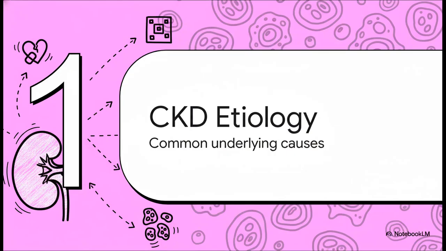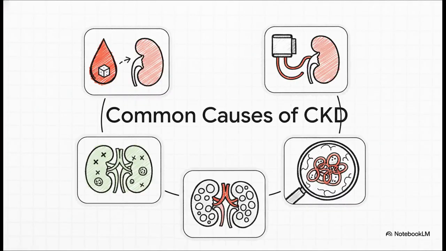Okay, let's start with etiology. Understanding the common underlying causes is really the first step in both identifying and managing chronic kidney disease. This slide summarizes the main culprits. Now, diabetic nephropathy and hypertension, they're the big ones by far, accounting for the vast majority of cases you're going to see in primary care. But we also have to consider inflammatory conditions like chronic glomerulonephritis, infectious causes like chronic pyelonephritis, and of course that key inherited condition, adult polycystic kidney disease, which should always be on your differential.